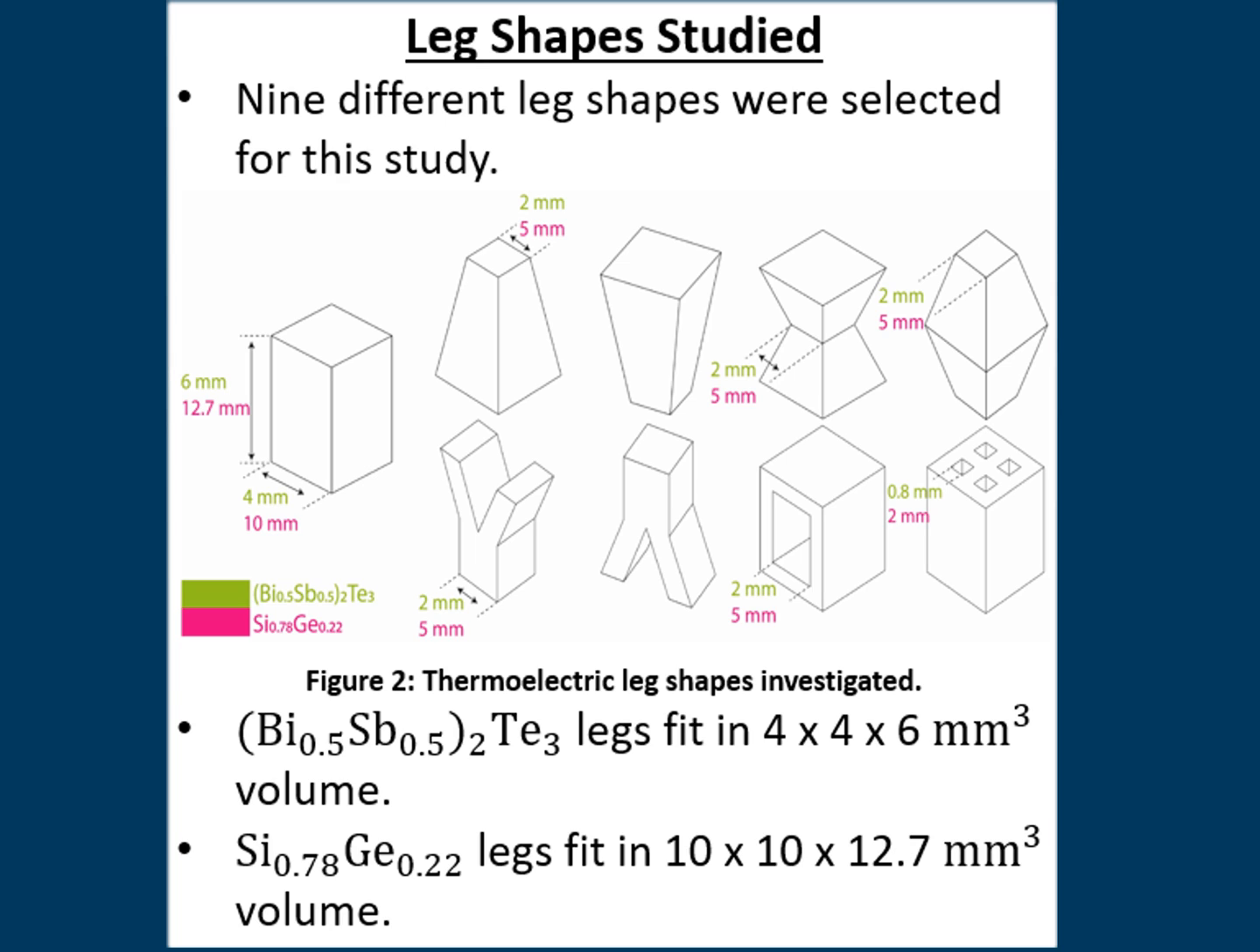The choice to confine all shapes to the same volume stipulates that the fill factor is the same regardless of the leg shape, and thus the findings are extensible to other leg lengths.